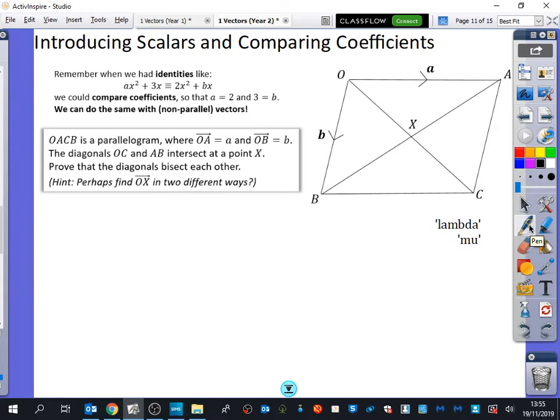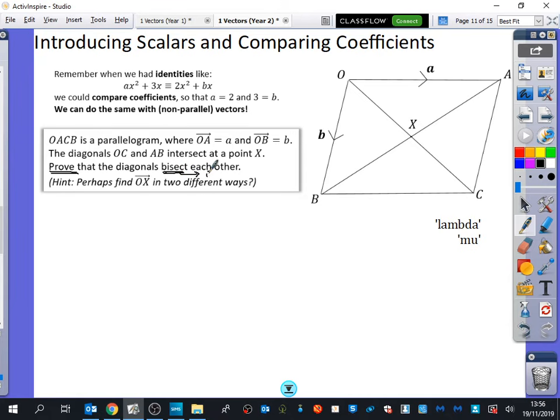Let's read the question first of all to see what's happening here. It says OACB, notice how it goes OACB around the outside, is a parallelogram where OA is A and OB is B. Prove that the diagonals bisect each other. Okay, we're going to try and prove that this diagonal here and this diagonal here, first of all, intersect each other. Well, we can see that they intersect each other, but in 3 dimensions it's not always as obvious if 2 lines are going to intersect each other. The other thing that it wants us to prove, not only that they cross each other, what does bisect mean? Directly in the middle.